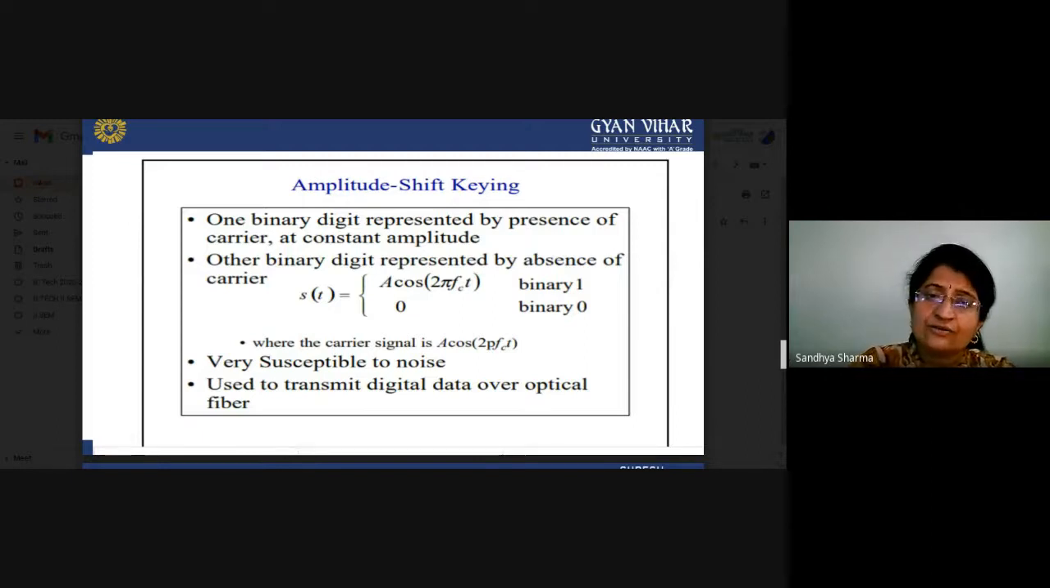Here also, the change in amplitude is detected as the signal, and it is used to transmit digital data over optical fiber. So this is basically used in transmission in optical fiber communication.